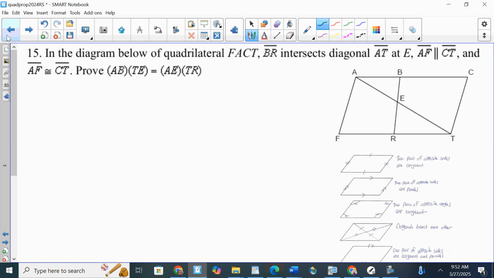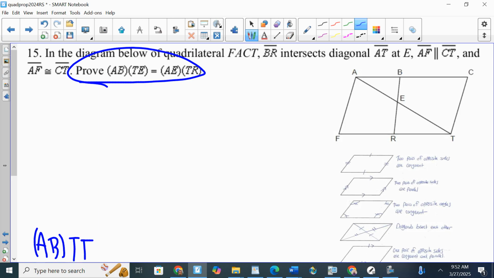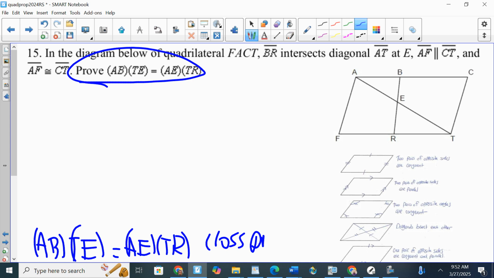and that is 15 and 16. Again, I know I'm always proving a parallelogram first when I see this picture, but before that, when they want me to prove multiplication, I work backwards. AB times TE equals AE times TR, multiply CPE. Cross products are equal.